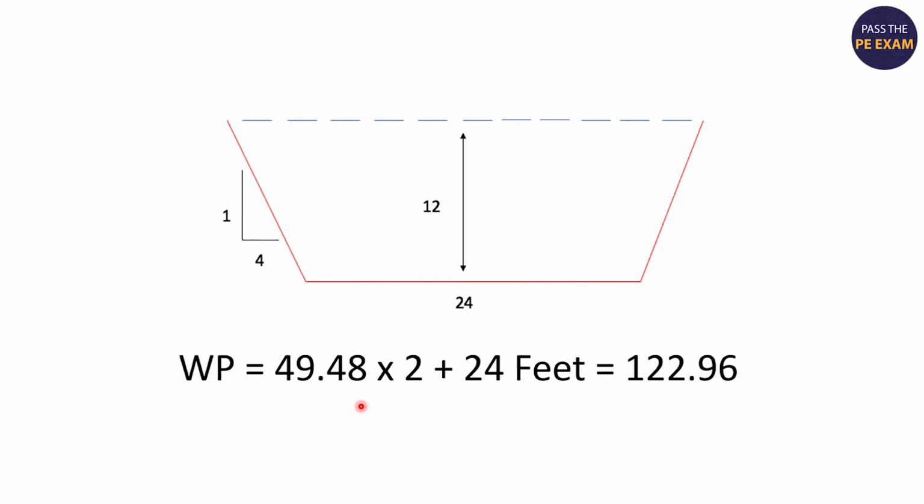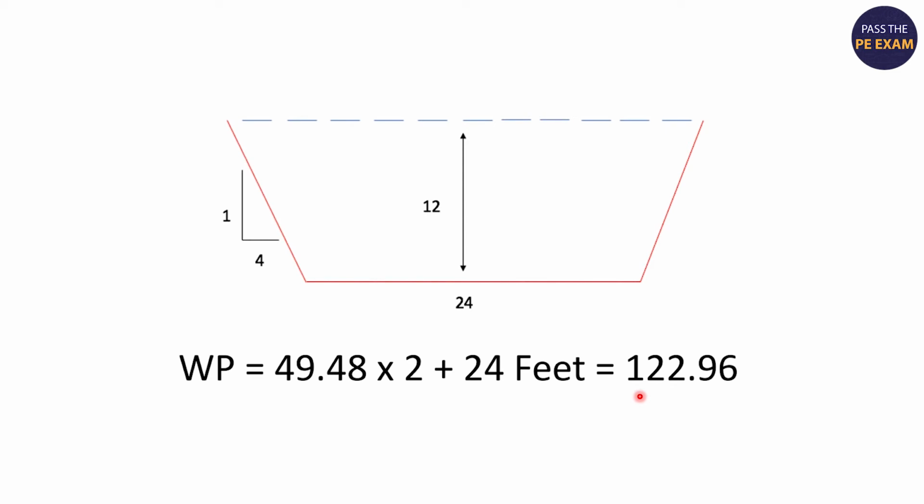Then it just becomes, again, a simple arithmetic problem. We multiply 2 times 49.48 first to get the two sides added together, and we add it to the base of 24 feet, which we know, and we come up with a wetted perimeter of 122.96. Now, this was relatively easy, but there were some steps.